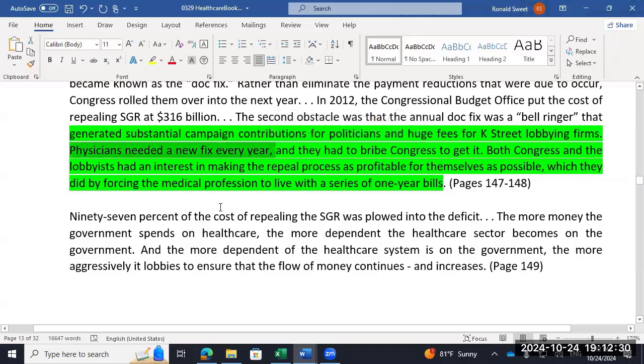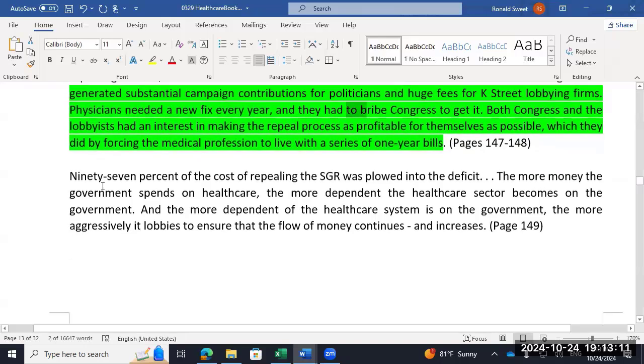So what Congress did is they passed the bill. You can read it up here. They passed the bill that's going to really hurt this industry. So the industry donated money, and what Congress did is they didn't delete the bill. They delayed it 1 year. So guess what the doctors had to do the next year? They had to pay more money to Congress, so they delayed another year. And Congress goes, wait, this is a pretty good little game we have here. Let's just keep delaying this every year and we'll get all these contributions. So they need a new fix every year. Kind of sounds like they're causing it. Had to bribe, their word. But Congress and the lobbyists had an interest in making the repeal process as profitable as possible.